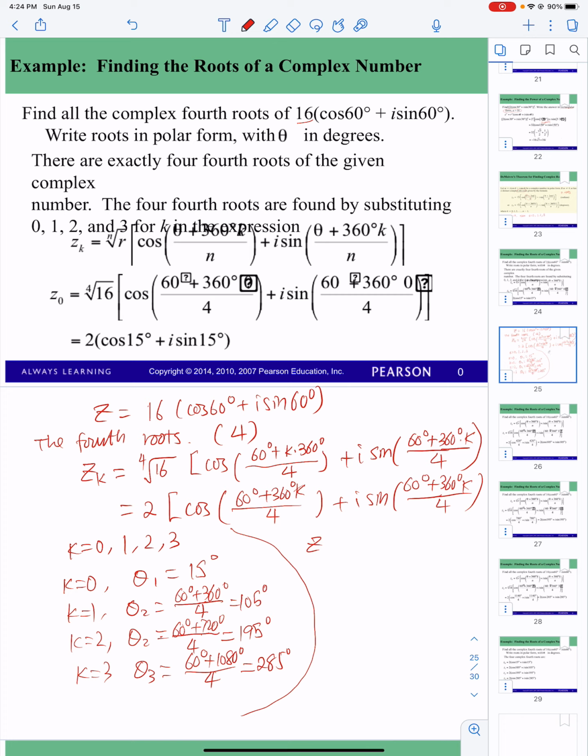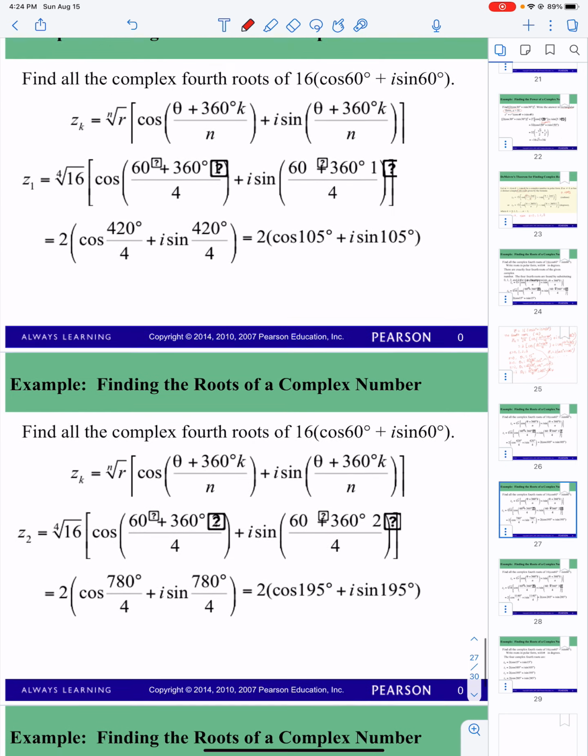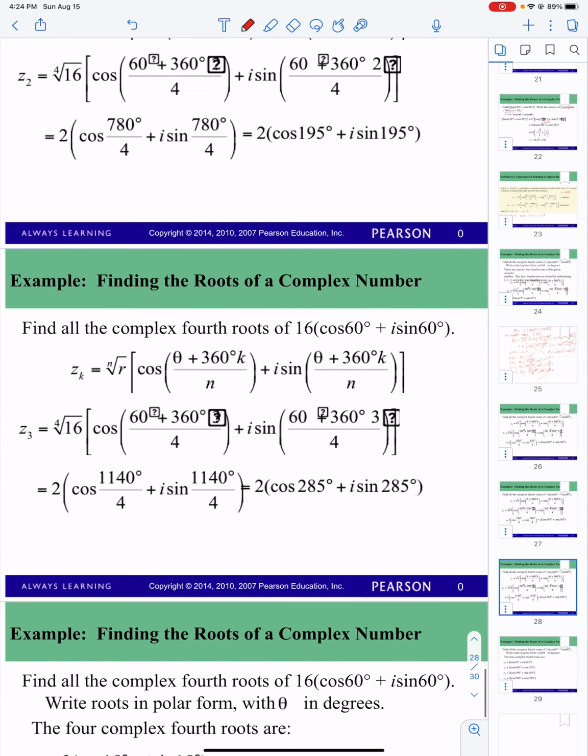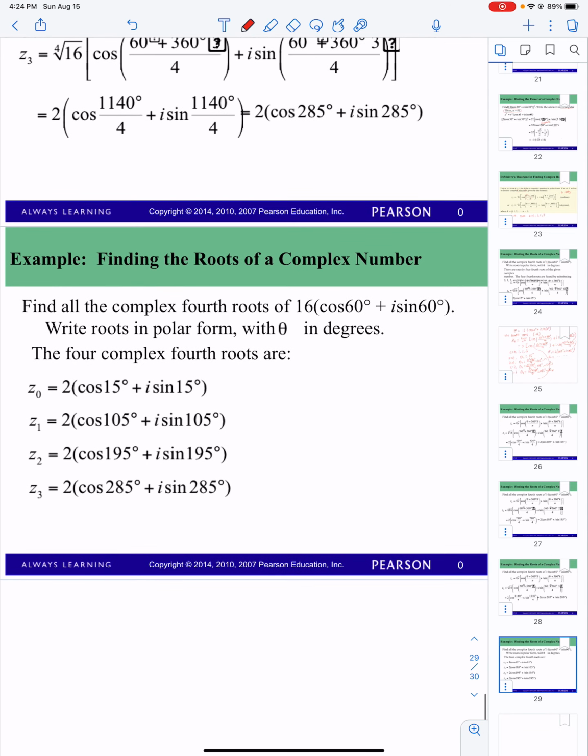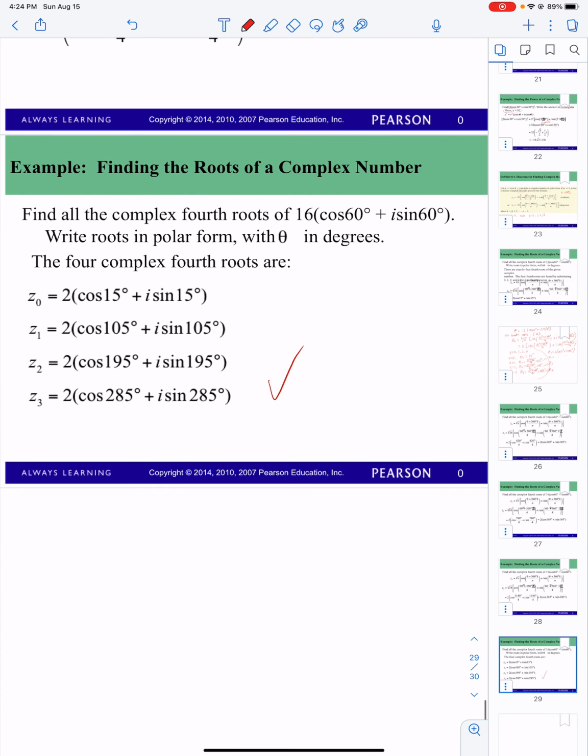Then your g1 will be 2 cosine 15 degrees plus i sine 15 degrees. Are you with me? For g2, use this angle. For g3, you use this angle. For g4, you use this angle. I will not write down all these things anymore, but this is the idea. Are you with me? This is how you do it. The book has all these different things too, so the final answer is the same thing. Okay, so that's the end of this.